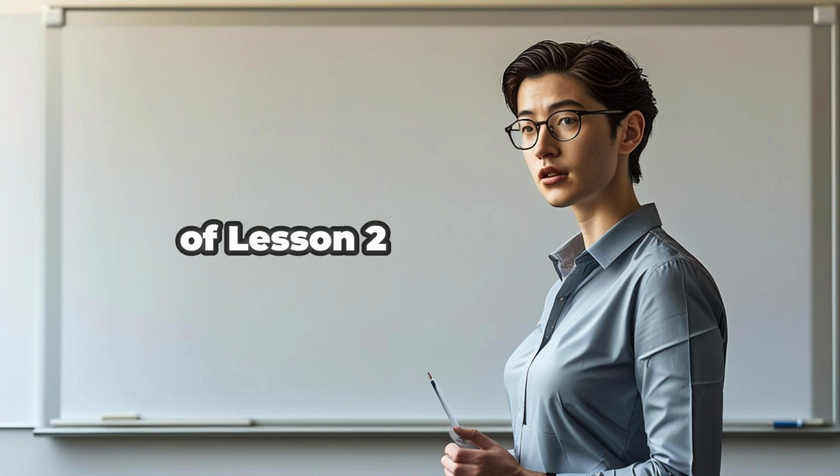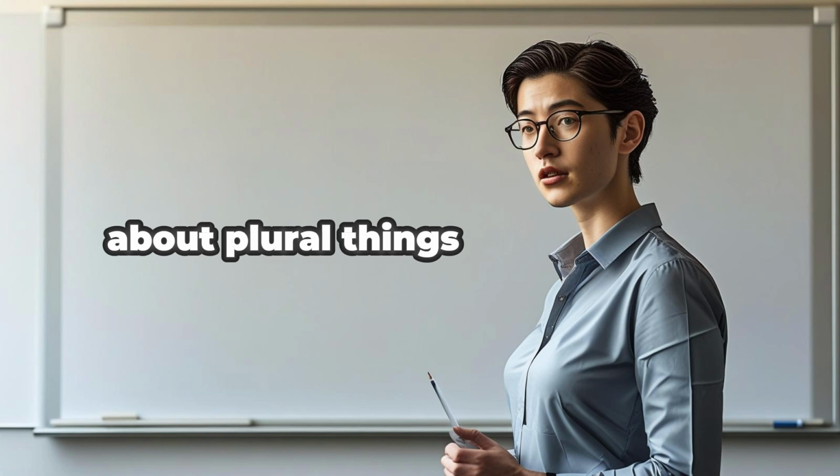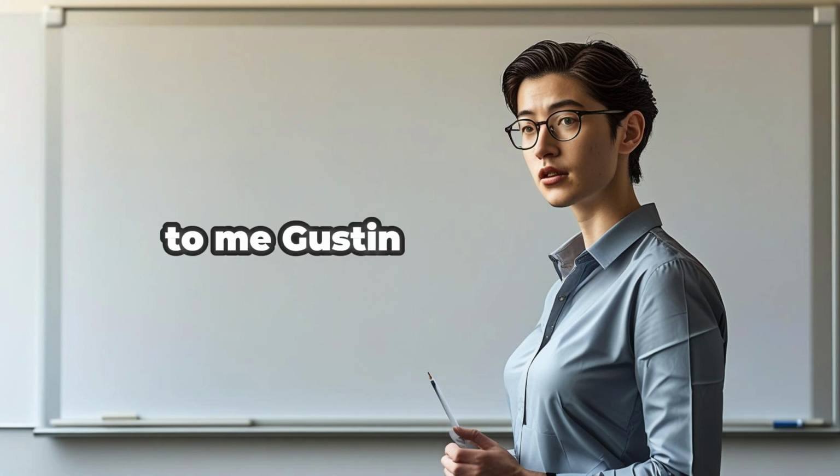Another key part of Lesson 2 is talking about your likes and dislikes using the verb gustar, which works differently from English. To say I like, you say me gusta. To say I don't like, you say no me gusta. For example, me gusta el café means I like coffee, and no me gusta el frío means I don't like the cold. When you talk about plural things, you change it to me gustan, like me gustan los libros, meaning I like books.